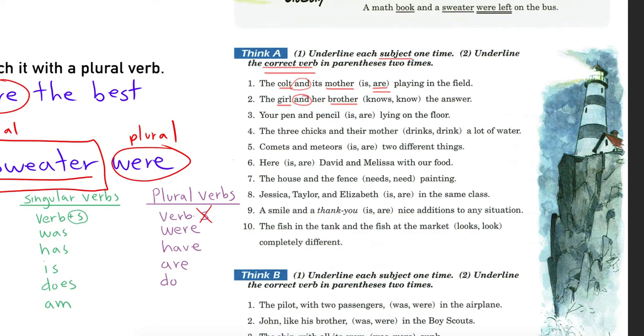Yes, a plural verb because we have a compound subject here. So which one is the plural verb? Is it knows or know? Well, knows has the S at the end, and I know that singular verbs usually have an S at the end, and plural verbs don't have the S at the end. So I know I have to use know here. Say out loud, the girl and her brother knows the answer, or the girl and her brother know the answer, right? Know sounds more natural to me.